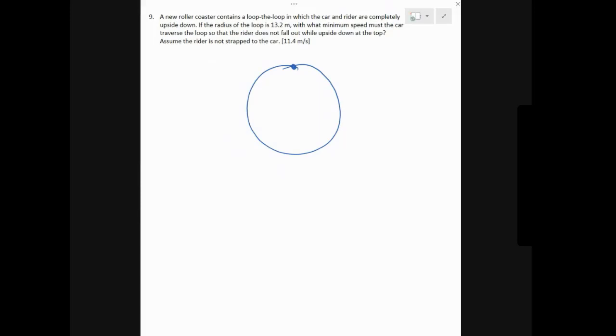So we're going to draw a free body diagram of this rider. Thank you, Keithan. So we have a force of gravity, and force of gravity always points straight down. Is there any other force acting on the rider? Would centripetal acceleration be one?